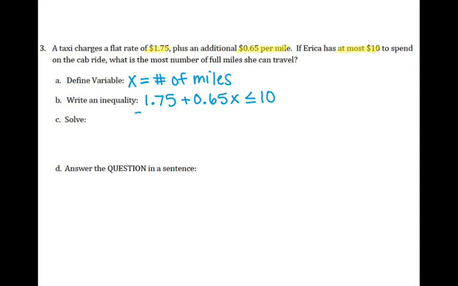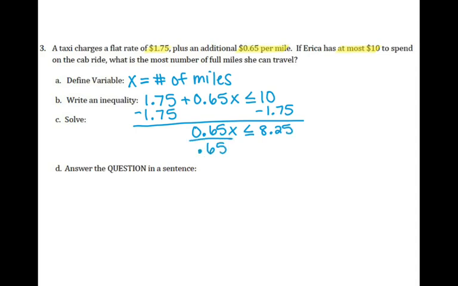Let's go ahead and solve. I'm going to subtract $1.75 from both sides. That gives me 0.65x is less than or equal to 8.25. Divide both sides by 65 cents. And we end up with x is less than or equal to 12.7. Now you do have to be careful with how you are going to round this out for your answer.